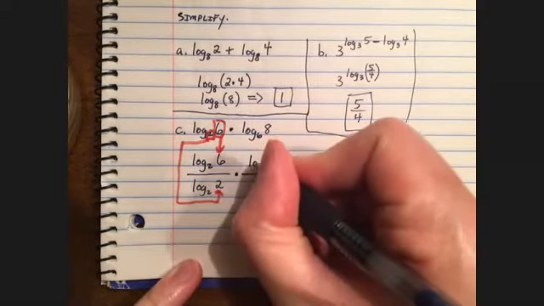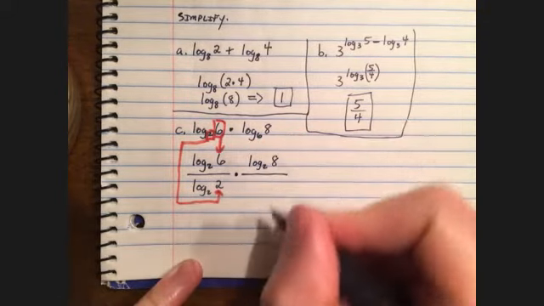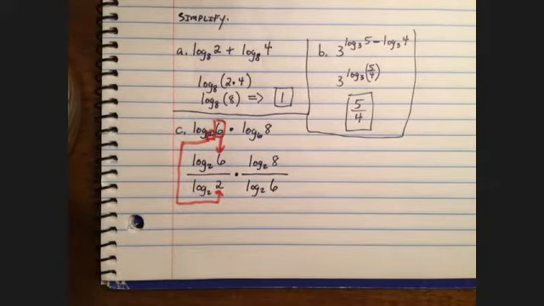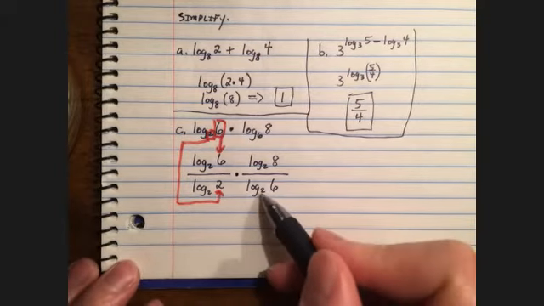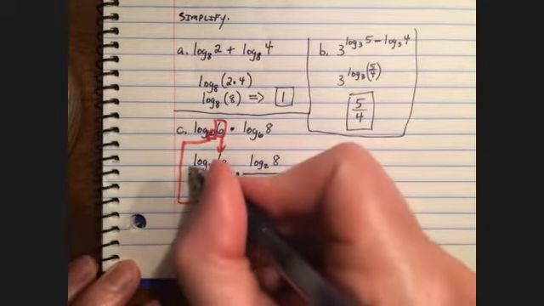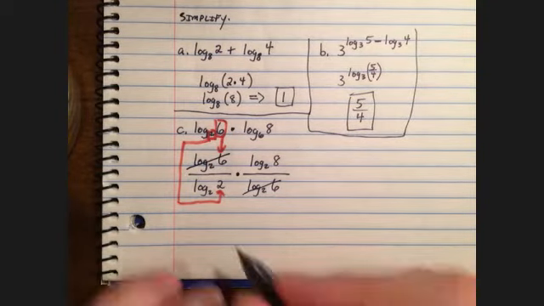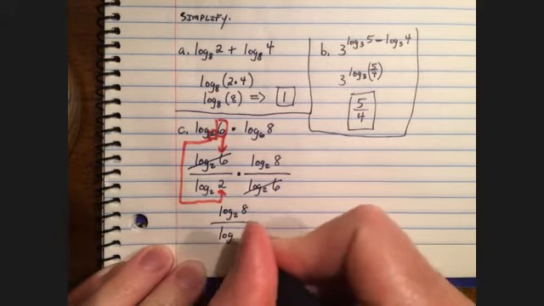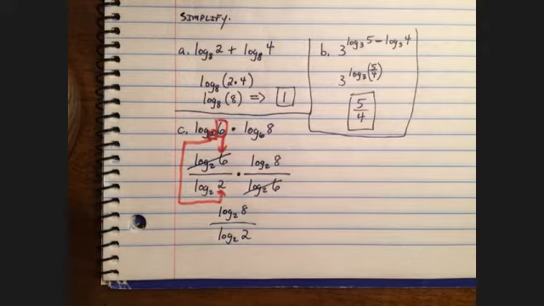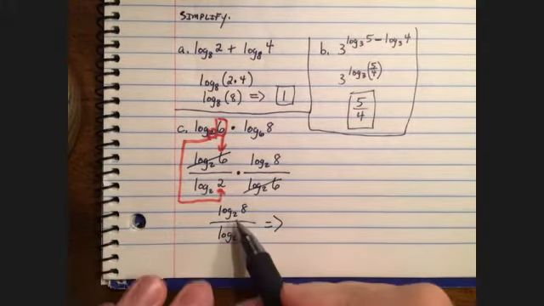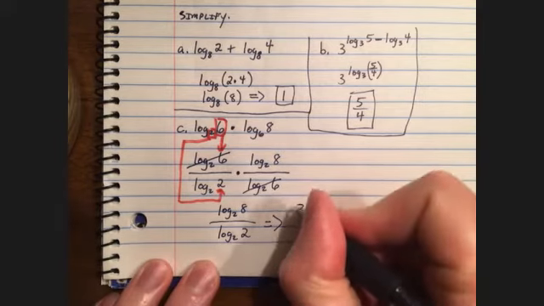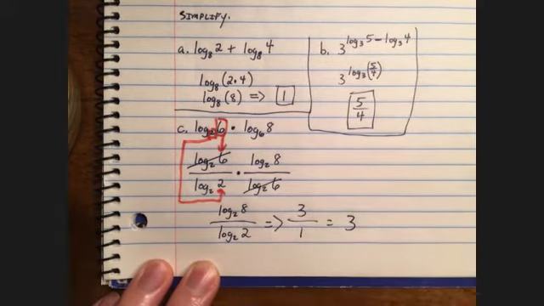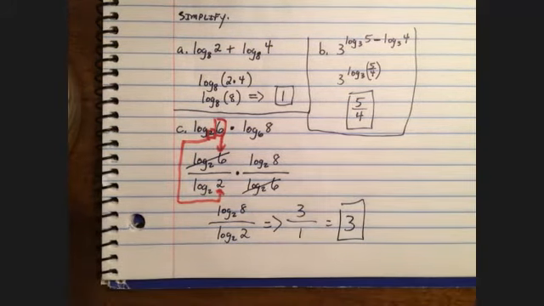So now over here, we're going to go log, again, base 2 of 8, and then log base 2 of 6. Well, you can see that this log base 2 of 6 and this log base 2 of 6 will simplify into 1's. So we're left with log base 2 of 8 over log base 2 of 2. Well, log base 2 of 8, 2 to the 3rd power would be this 8, so that's 3. Then log base 2 of 2 is 1, so we're equal to 3 in this particular problem.